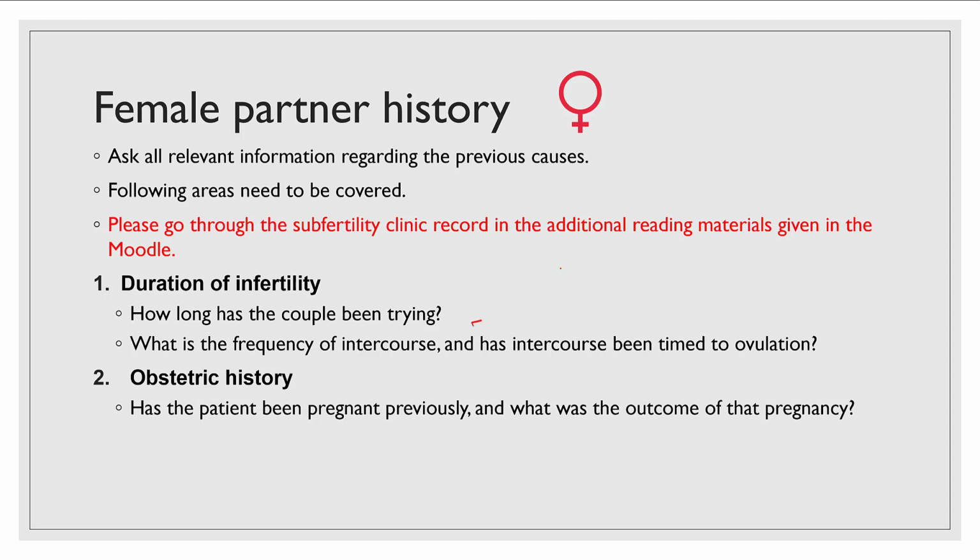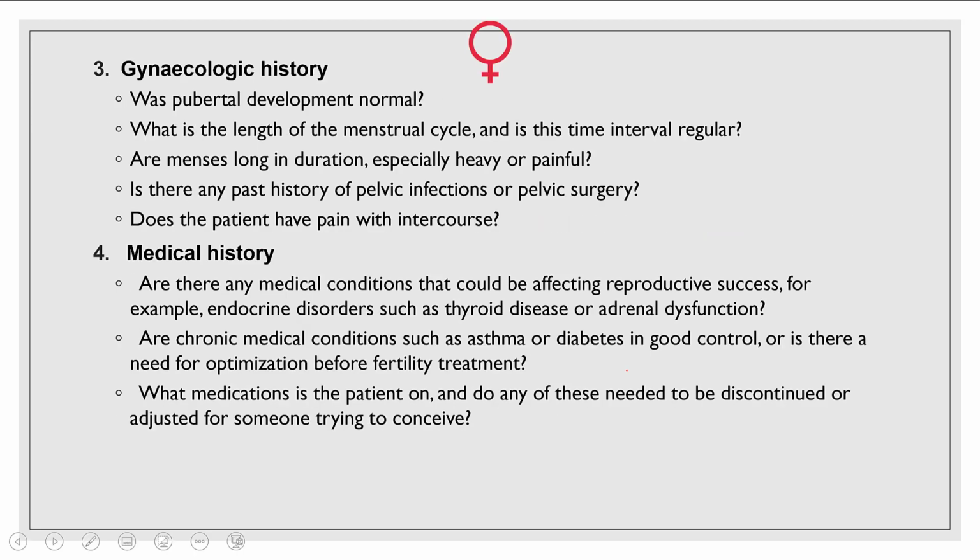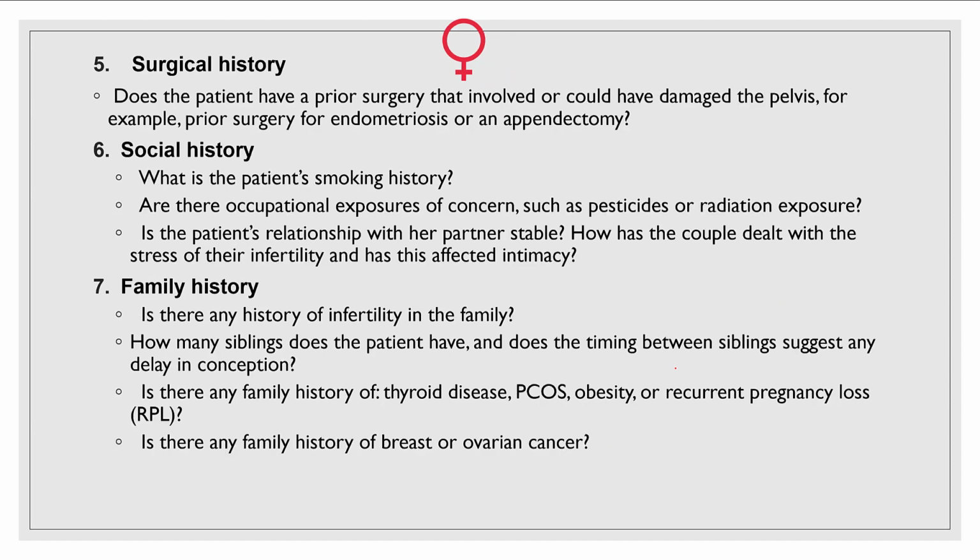So first and foremost, you need to ask how long they have been trying, whether their intercourse and the timing is correct, and whether they have been pregnant previously. Go through their gynae history, pelvic infection, surgery, or whether they are having any dysmenorrhea or dyspareunia, which suggests PID or endometriosis, are important. Previous medical history, treatments, medications, all are important. Diabetics or epileptics need control as well as optimization.